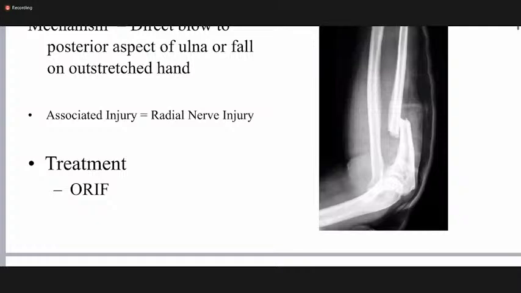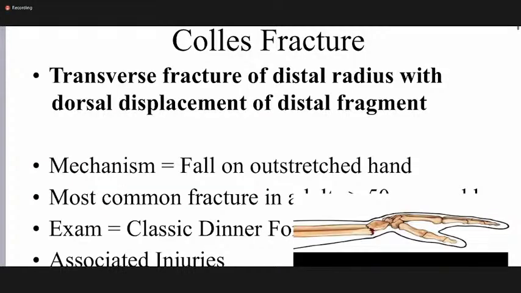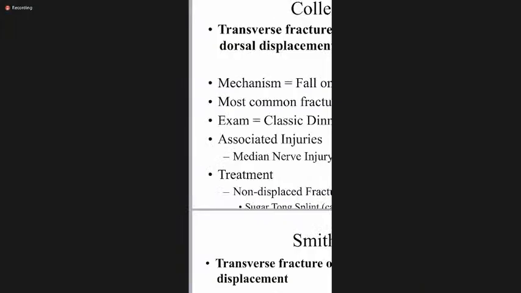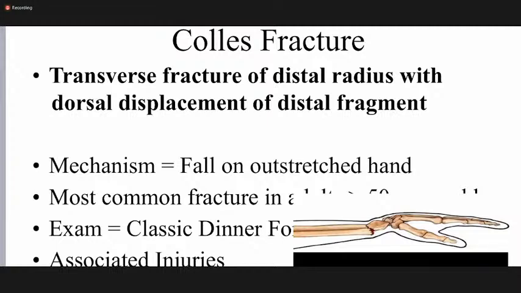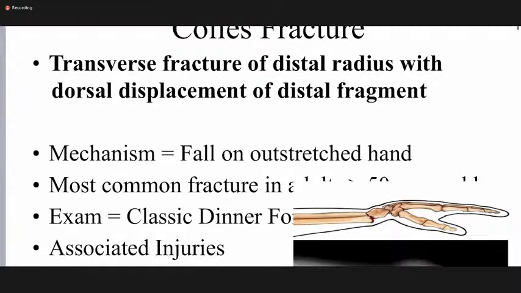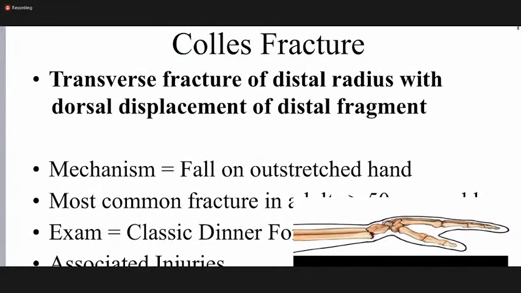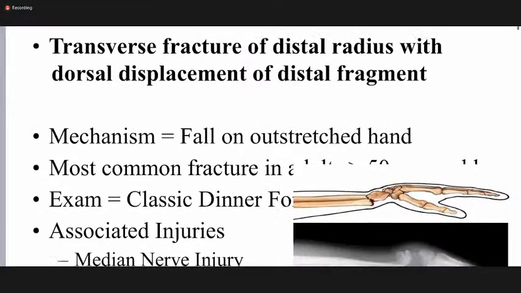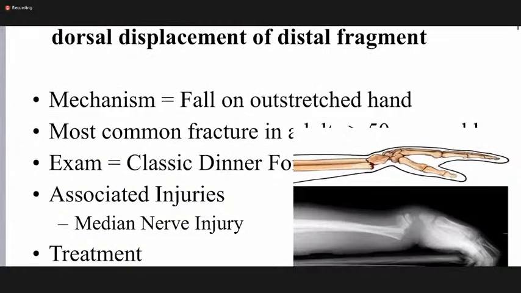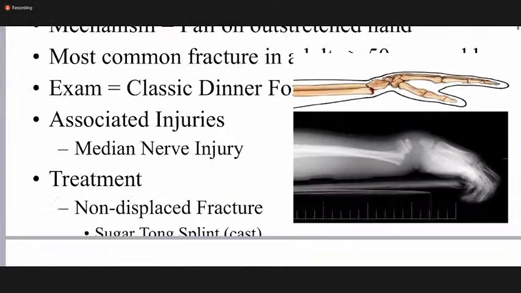After Monteggia fracture, the next we'll talk about is a Colles fracture. Again, these are eponyms. Colles fracture is an eponym. Monteggia, Galeazzi, all these are eponyms, conditions named after people who described them many years ago. This Colles fracture specifically refers to transverse fracture of the distal radius with dorsal displacement, usually from a fall on the outstretched hand, and it's common in patients more than 50. And usually when you examine, you find a dinner fork deformity.